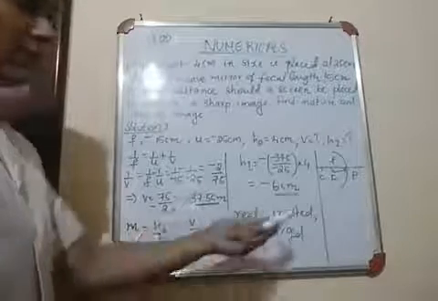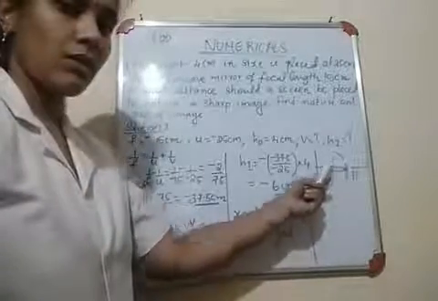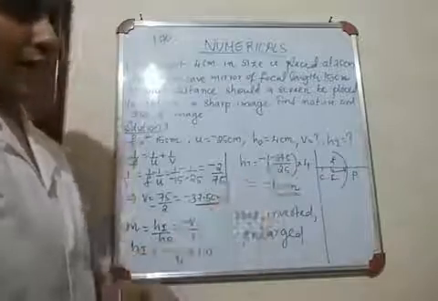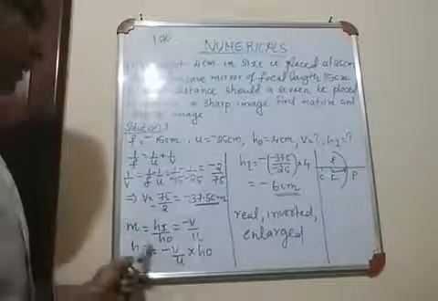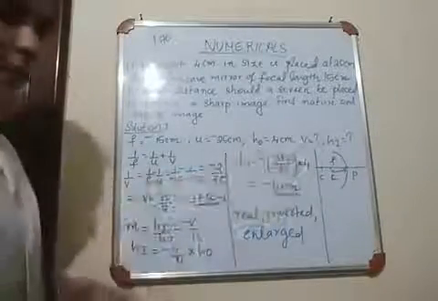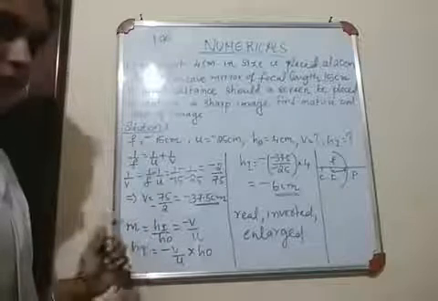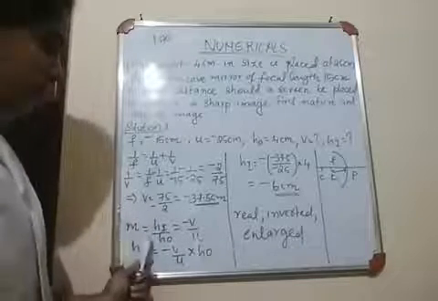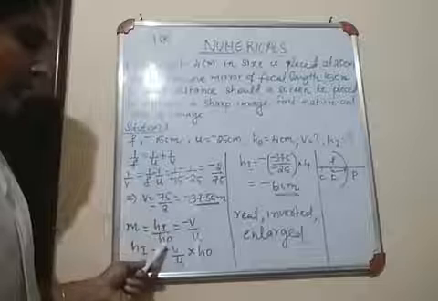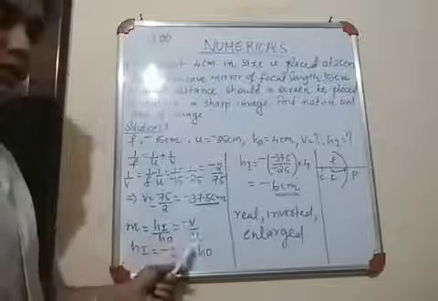Since V is negative, we can conclude the image is also formed on the left side of the concave mirror. Next, you should find out the size of the image. For that, you must use the magnification formula. What is the formula? Two formulas are there.